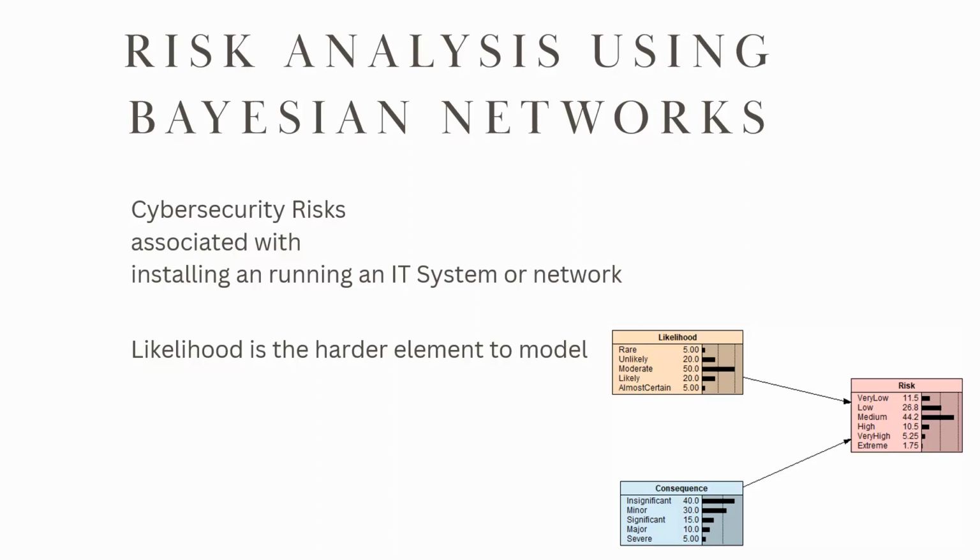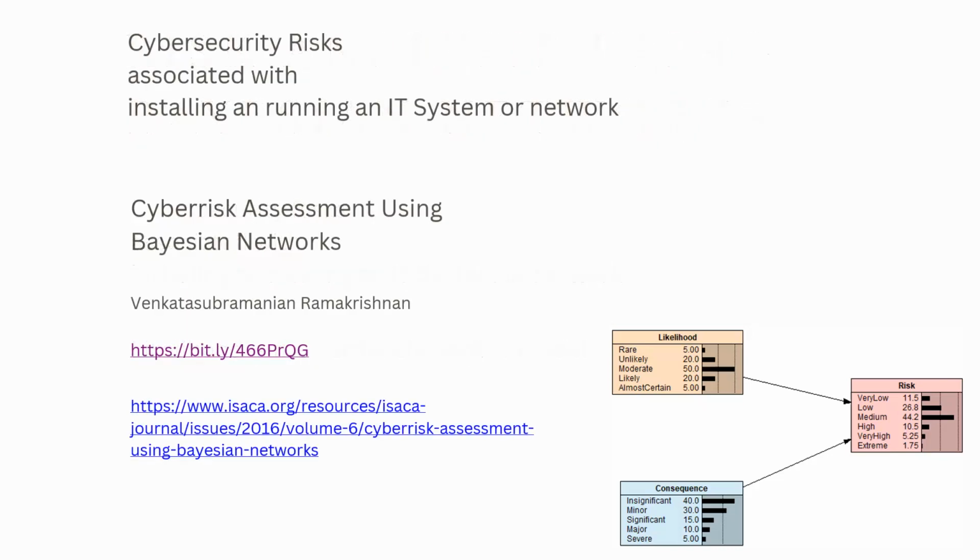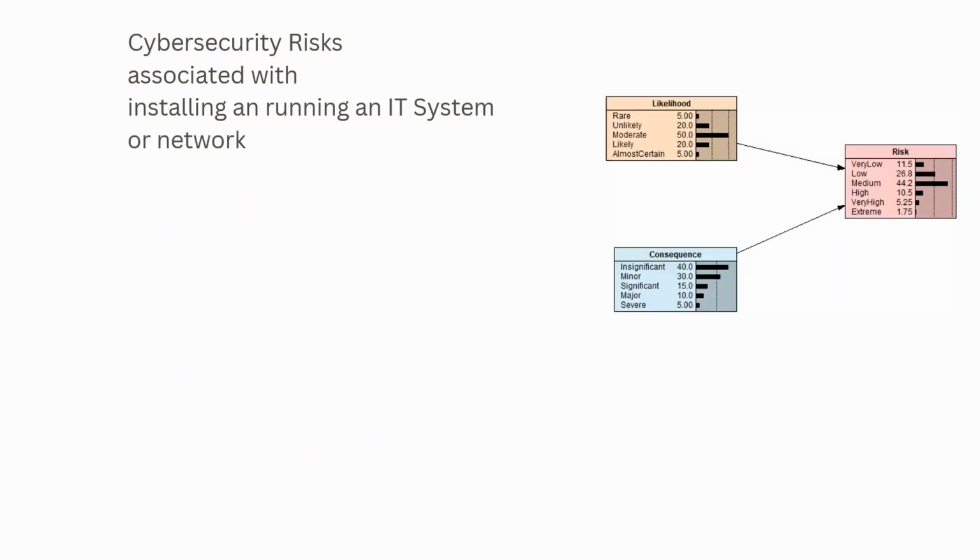It turns out a lot of good work has been done in this area. An article on cyber risk assessment using Bayesian networks has been published by Ramakrishnan. His article shows the design of a Bayesian network to calculate the likelihood of a data leak for an IT system or network. So let's look at Ramakrishnan's likelihood model.